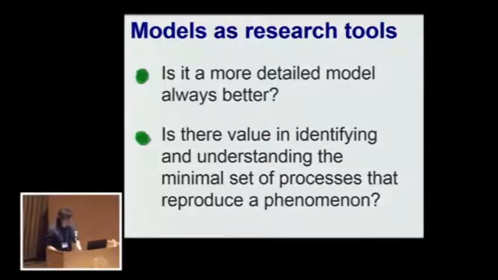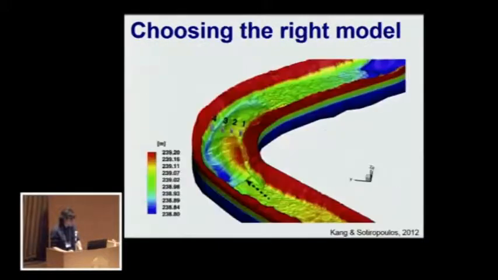And as I said at the beginning when I started, I think it's not, right? And the second question is: is there any value in identifying and understanding the minimal set of processes that reproduce a phenomenon? So just to show you an example, which I think is a great example.